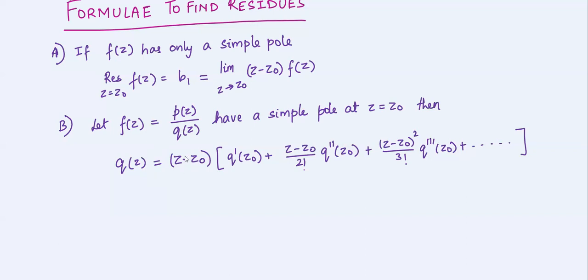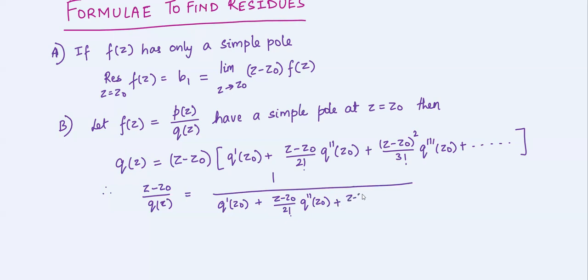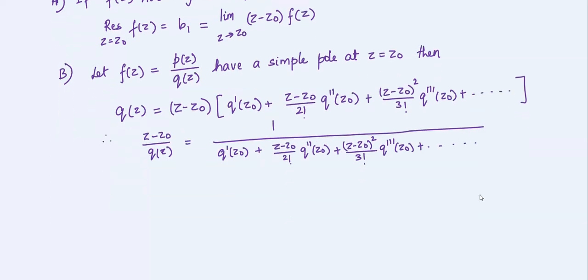Now, therefore, z minus z naught upon q of z will be 1 by q dash z naught plus z minus z naught by 2 factorial into q double dash z naught plus z minus z naught the whole square by 3 factorial into q triple dash z naught, and so on.